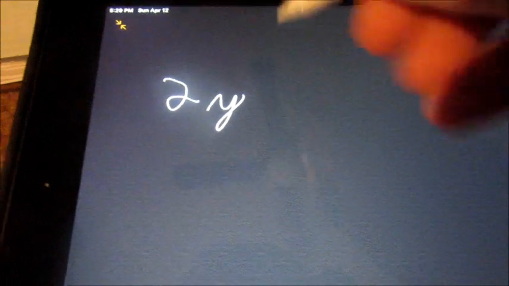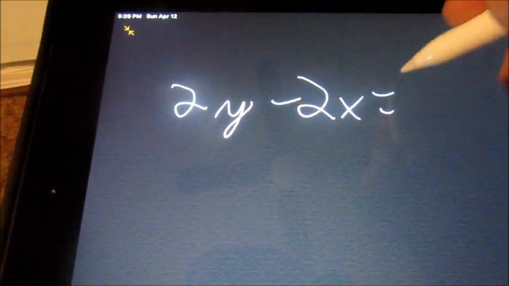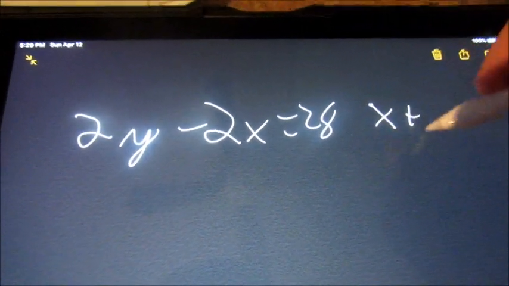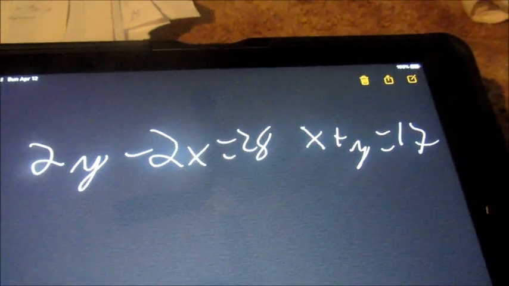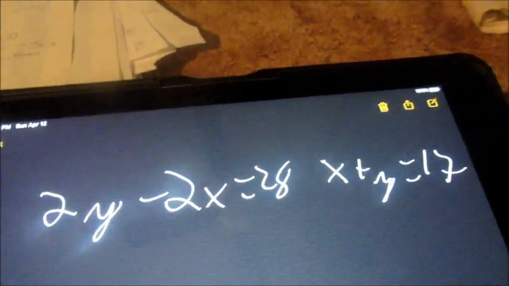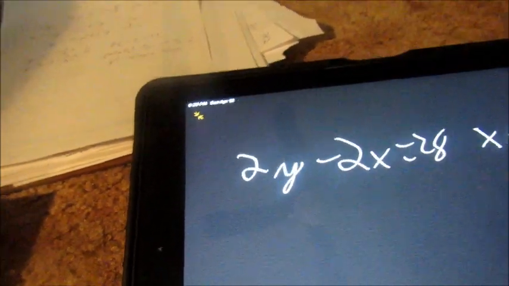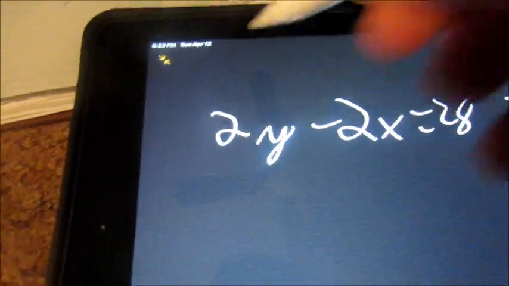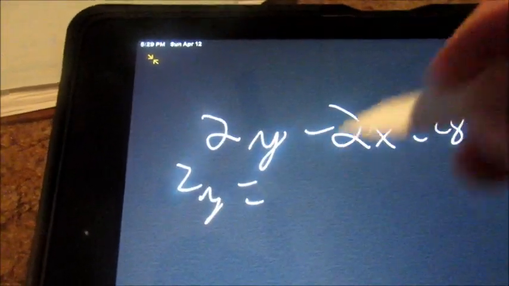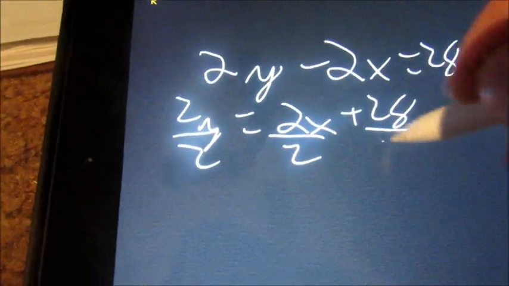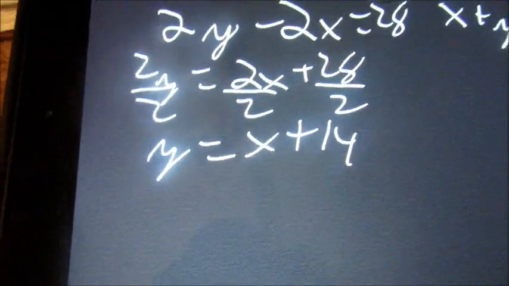Next, let's say that we have 2y minus 2x equals 28 and x plus y equals 17. Okay, so this one is a little bit more. We have to solve for y for both of these. So here I'm going to add the 2x. So 2y equals 2x plus 28. Divide everything by 2. We're going to get y equals x plus 14.